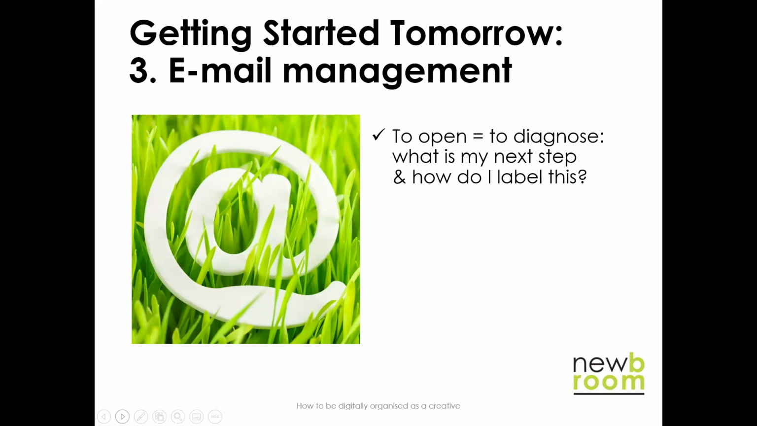Always think, what is my next step and how do I label this? And you can do that with color codes in Outlook, or with labels in Gmail, or in mail for your iMac. Label it in any way, shape, or form. But do take that moment to think about the next step. It doesn't mean you have to answer the email at that time, but you do have to think about what needs to be done.